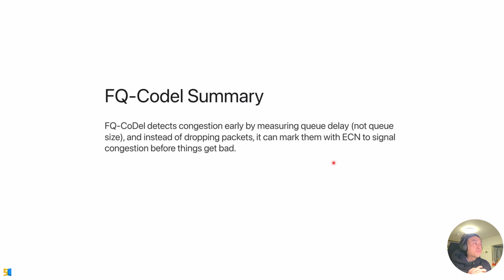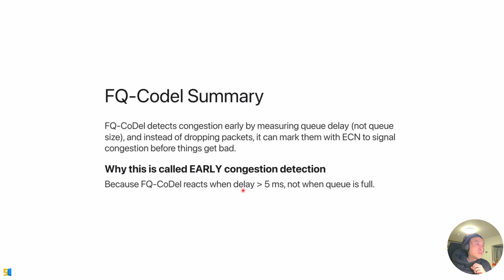So for summary, FQ-CoDel detects congestion early by measuring queue delay, not queue size. And instead of dropping packets, it can mark them with ECN to signal congestion before things get bad. Why is this called early congestion detection? Because FQ-CoDel reacts when delay is greater than 5 milliseconds in this example, not when the queue is already full. So it can detect early.